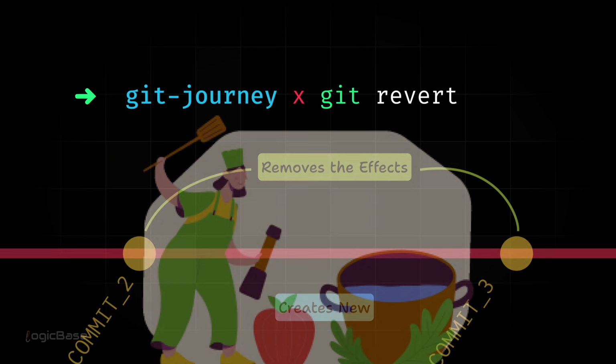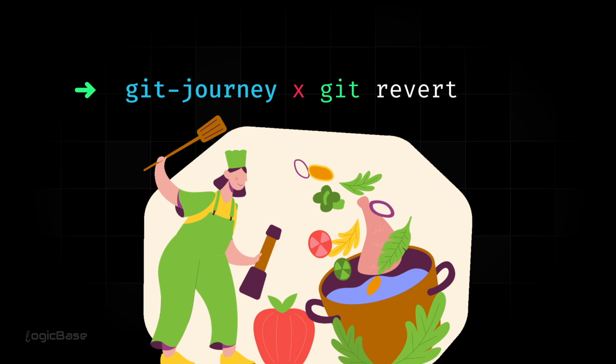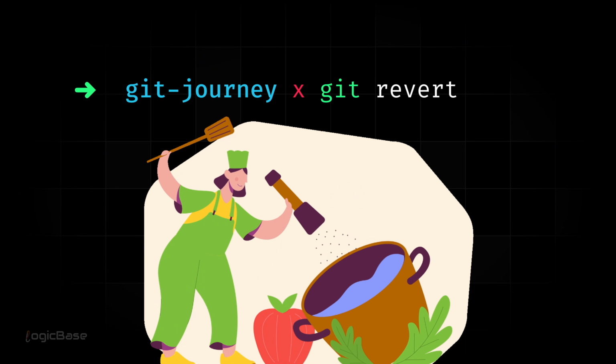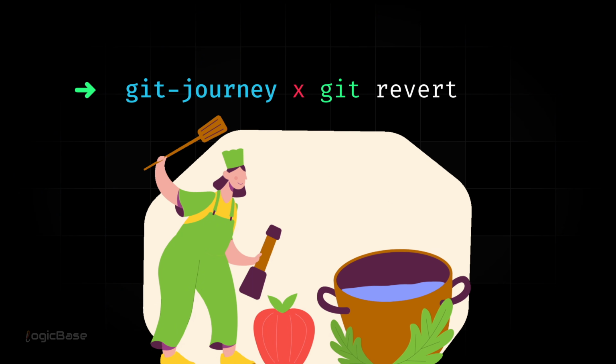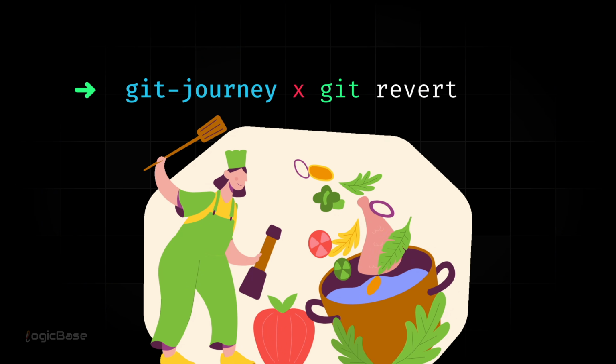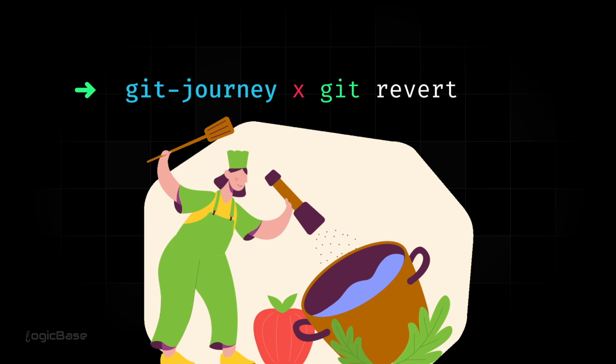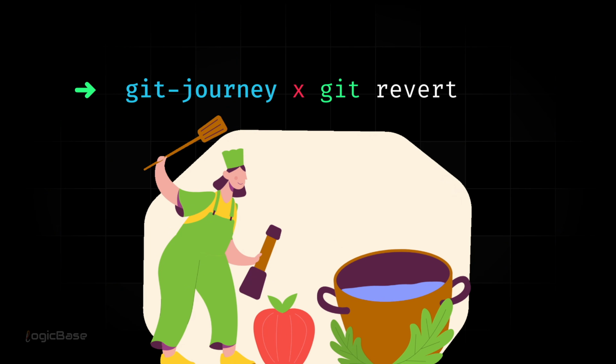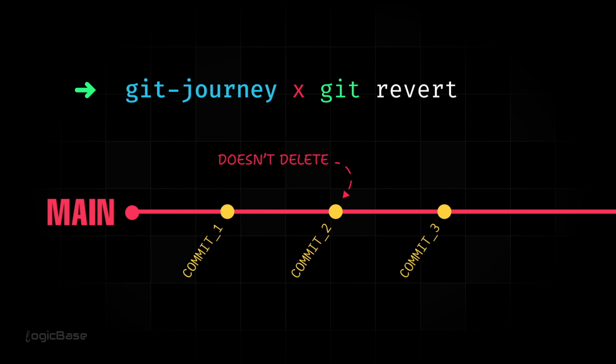For example, imagine you accidentally added too much salt while cooking. Instead of throwing the whole dish away, you adjust the flavor by adding some extra ingredients to balance the saltiness. Similarly, git revert doesn't delete the faulty commit. It corrects it through a new one. Now, to revert something, you will need its commit ID.